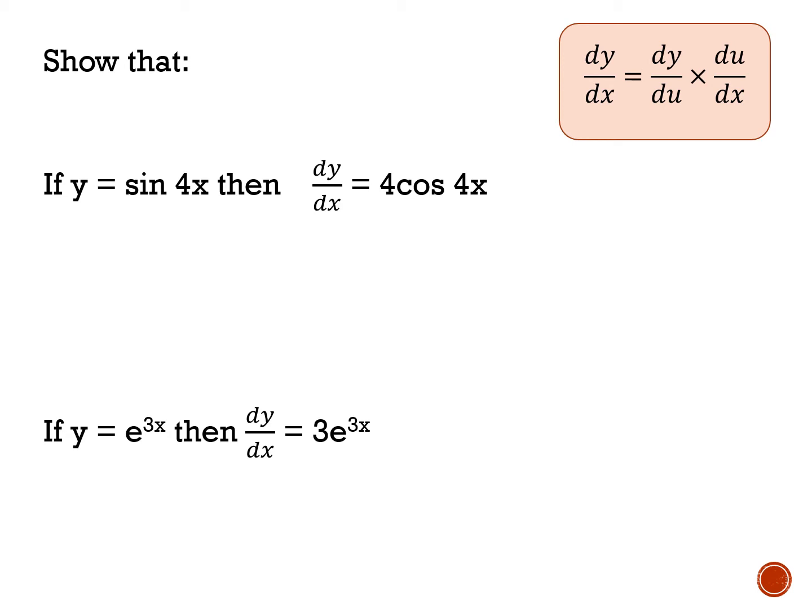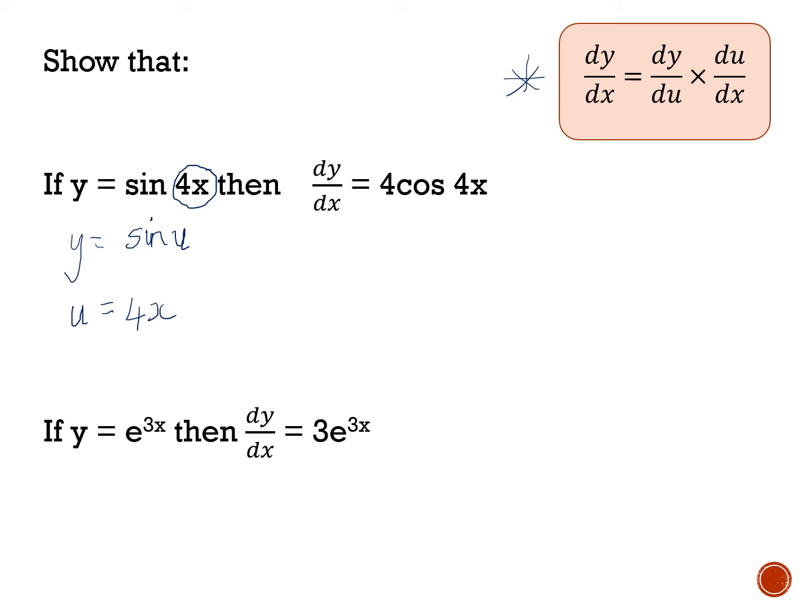Okay, so if we have a look at our chain rule that's up at the top here, what we're saying is y is a function of u. So what I need to do is write y equals, what is my base function that I'm working with? It's sine. So y is equal to sine of something, and that something here is basically my u. So y is equal to sine u, where u is 4x.